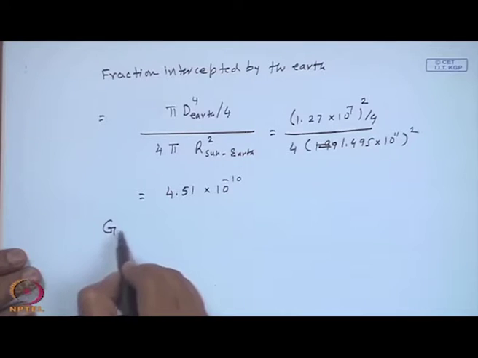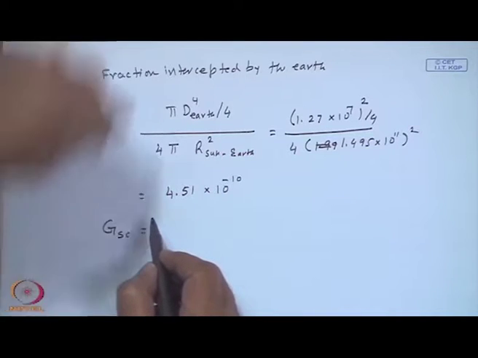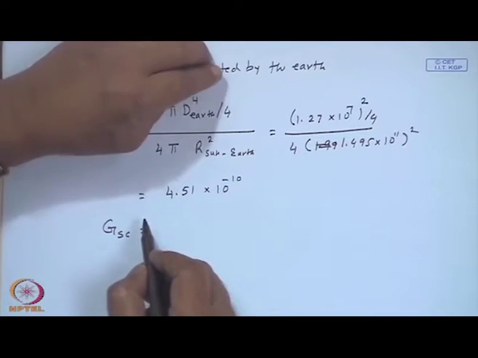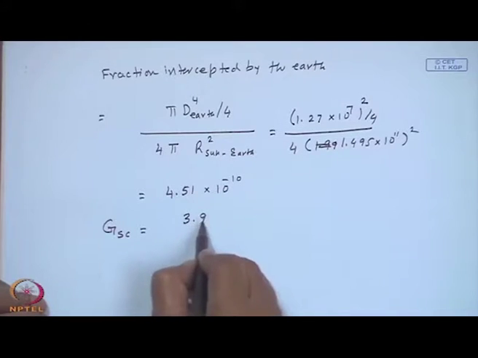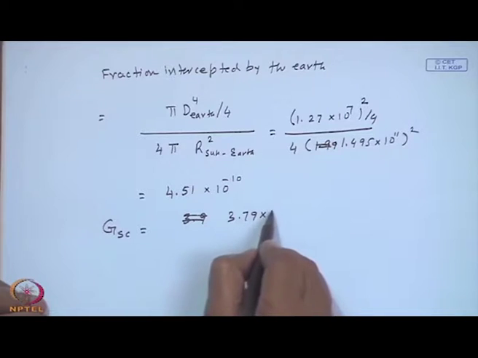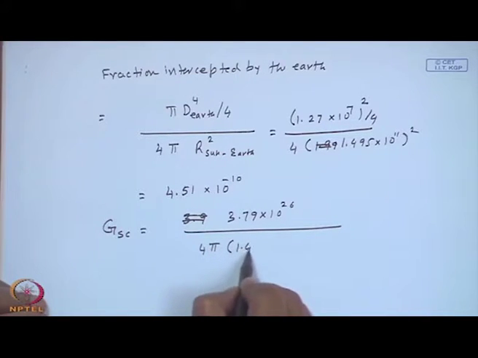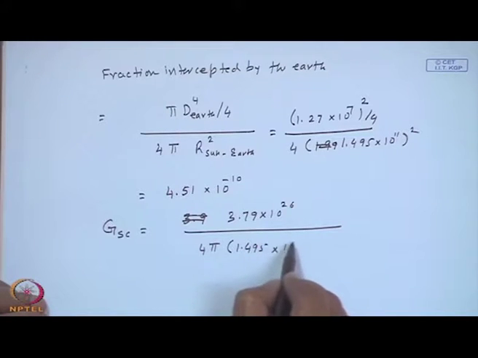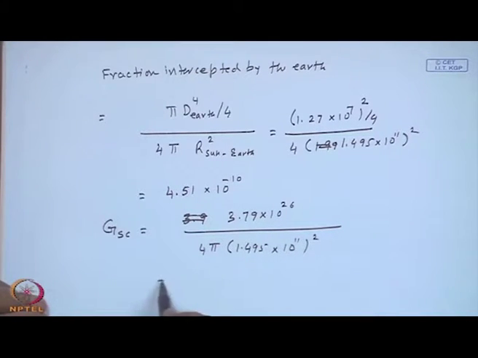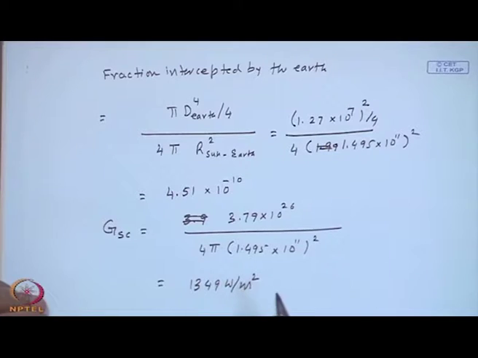So, now if I want the solar constant GSC, which should be the solar radiation received by the surface normal to the sun's rays at the sun to earth mean distance, the total amount of energy emitted is 3.79 times 10 to the power 26, which we have calculated, upon the corresponding area 4 pi times 1.495 times 10 to the power 11 whole squared, which comes to 1349 watts per meter square.